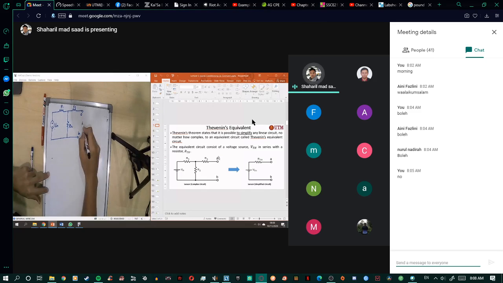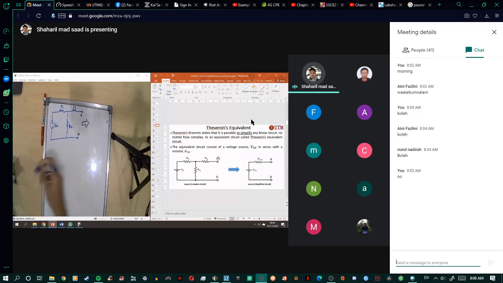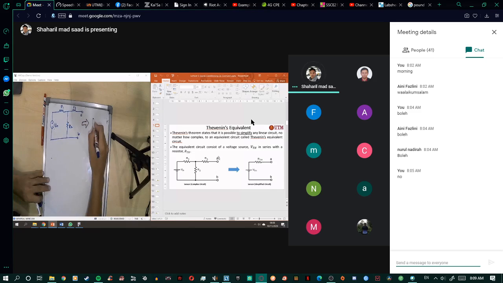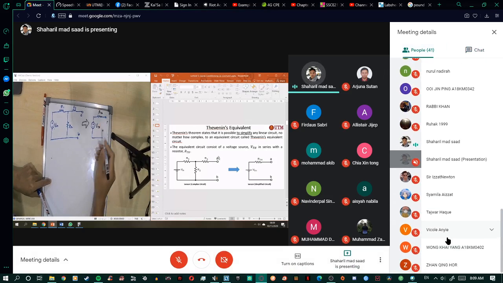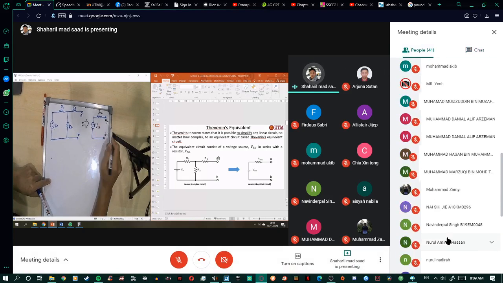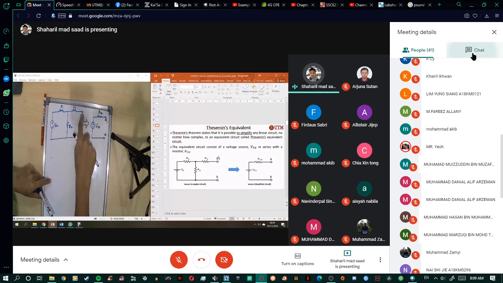Using the Thevenin theorem, you can simplify this complex circuit. Let's say this one is the complex circuit. You can simplify it, and then you just have two components: the Thevenin voltage VTH and the Thevenin resistance RTH. You also measure at points A and B, so points A and B are the same thing.